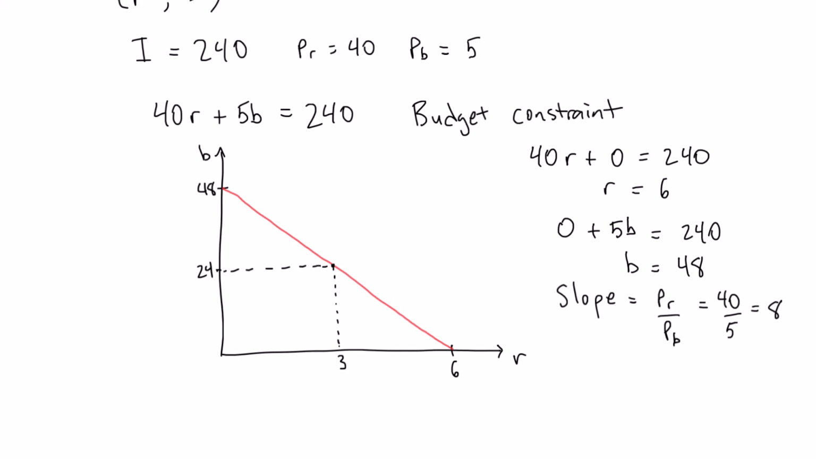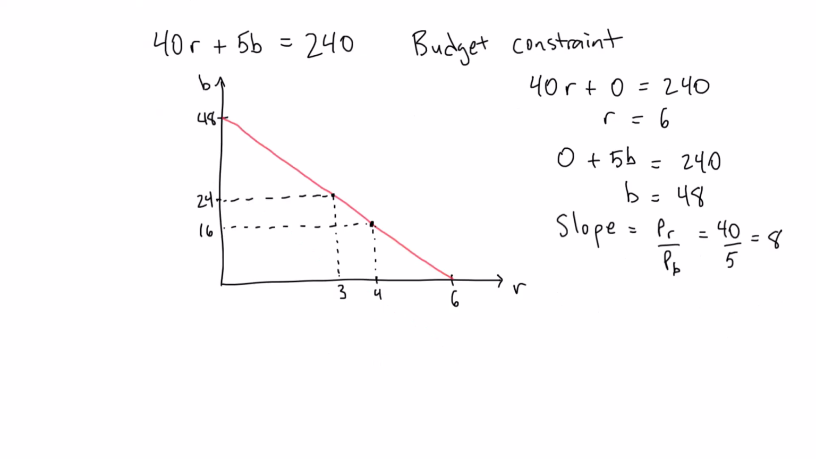Looking at our graph, for example, we could go from 3 rum, 24 bananas, and go over to 4 rum, and the slope would tell us how many bananas we would have to give up. That's 8. 24 minus 8 is 16, and so that would be another point along this budget constraint. We can state this both ways. If we want 1 more rum, we have to give up 8 bananas, and if we want 1 more banana, we would have to give up 1/8 of a rum.